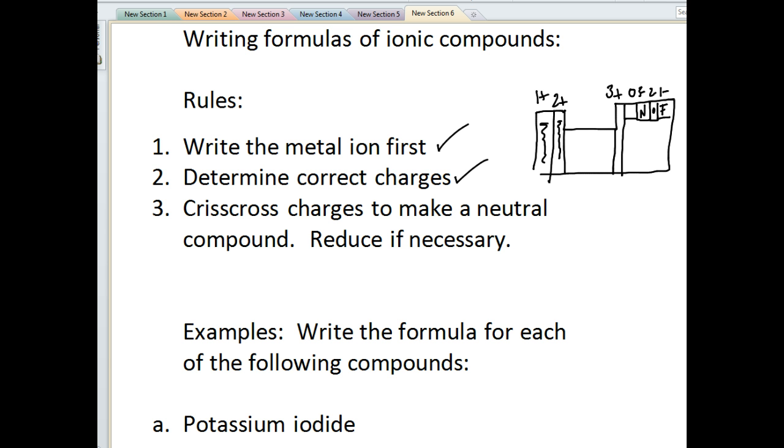Now, we're going to talk about doing something called crisscrossing charges to make a neutral compound. And the neutral part of this compound is really important. We're also going to reduce if necessary, and I'll talk about that in an example down here below. So those are our 3 rules. Make sure you get those 3 rules into your notes. And I'm going to give you just a brief moment here to get caught up on writing if you need to.